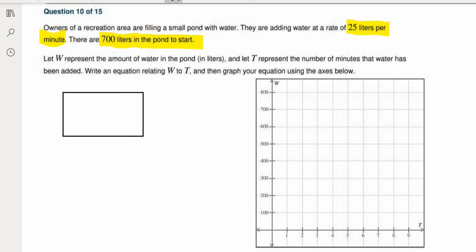Let W represent the amount of water in the pond in liters, and let T represent the number of minutes that the water has been added. Write an equation relating W to T, and then graph your equation. All right, so W is going to be the amount of water in the pond, and we're going to say that there are 25 liters per minute, so 25 times T, plus to start, there are 700 liters already in the pond.